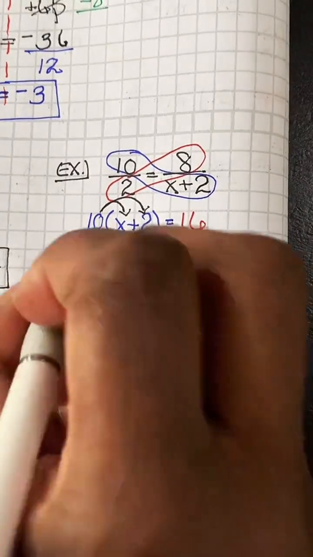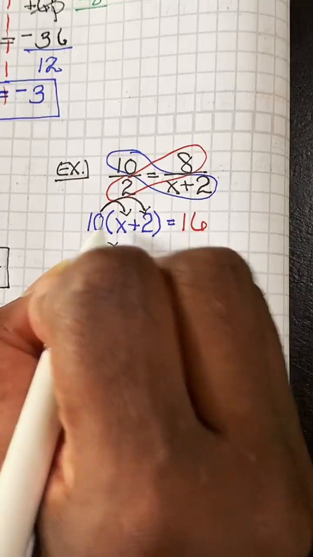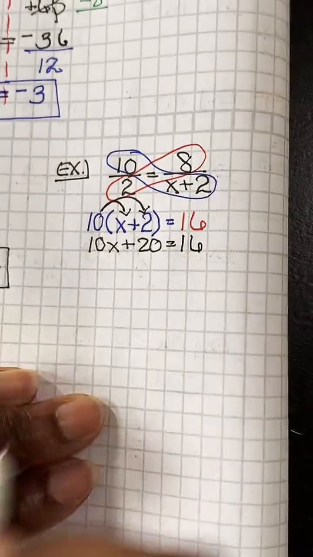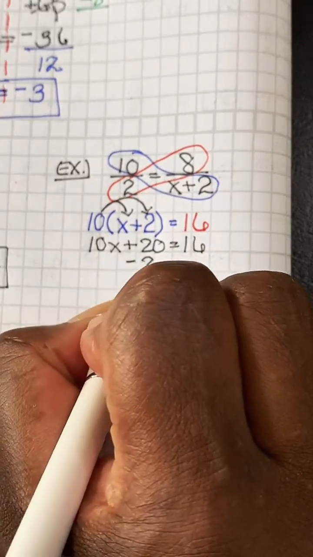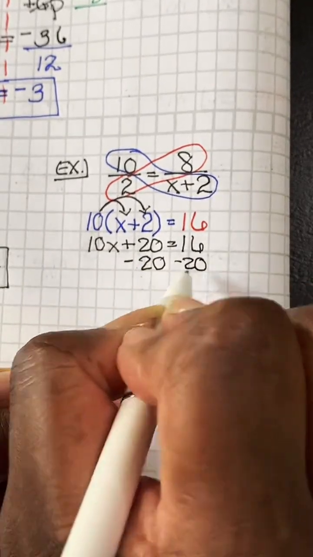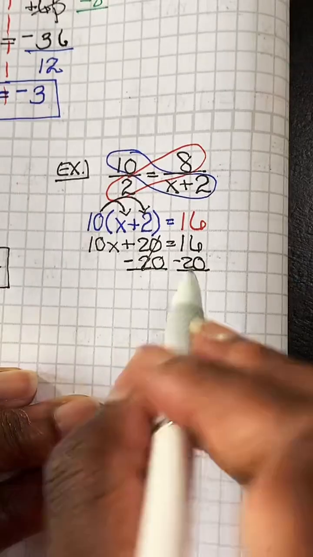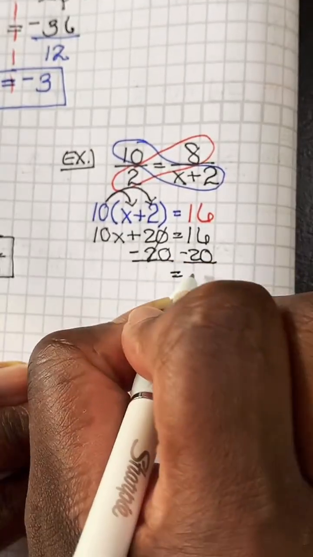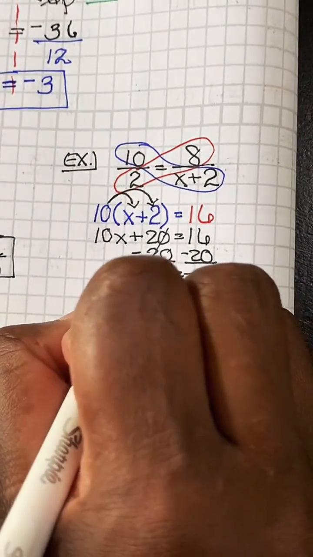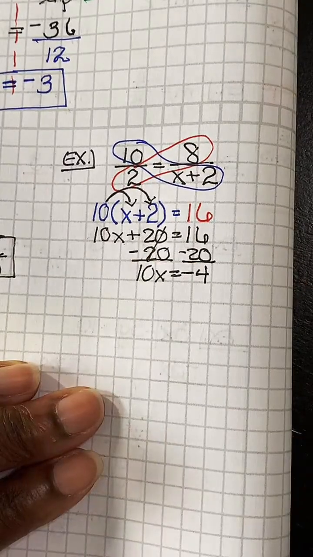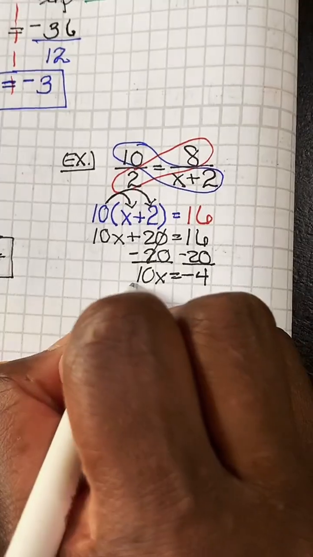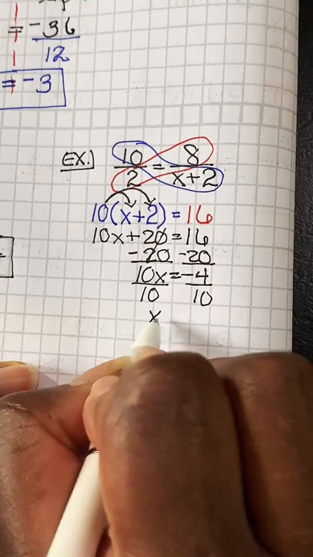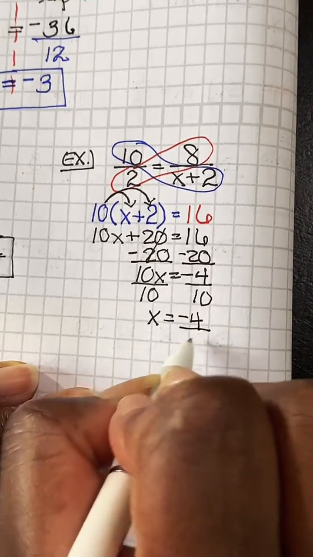Okay, so we have 10 times x, that gives me 10x. Then we have 10 times 2, that's a plus 20. And that's going to equal 16. Subtracting 20 on both sides. So I have $16. I want to buy something that costs $20. Well, guess what? I'm out of luck because I'm short $4. So now I can divide both sides by 10. And then I have x is equal to negative 4/10.